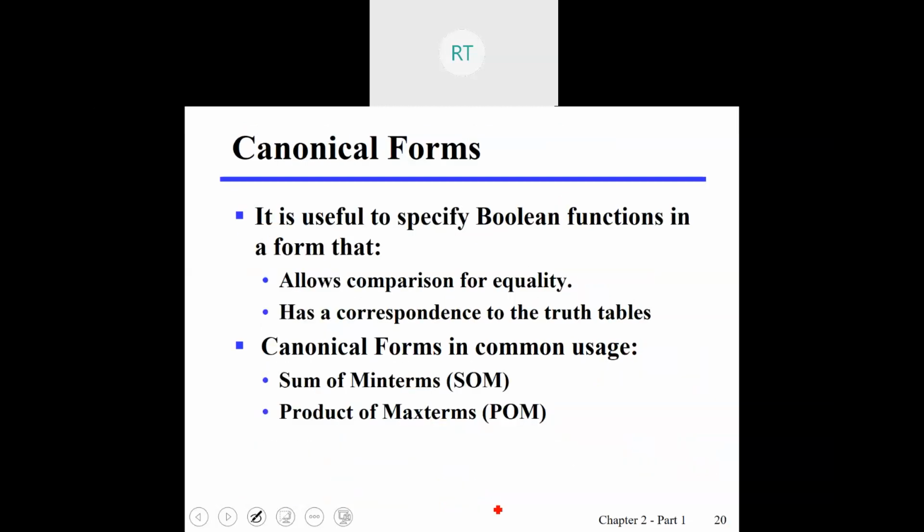We will start now with a new part of the chapter. It is referred to as canonical forms. Okay? It allows you to compare for equality if two functions are equal or not. And it has a correspondence to the truth table. So you could represent the function, the truth table, in canonical form. You will see now. We have two types of canonical forms. We have the sum of min terms. And we have the product of max terms. Okay, they will be clearer now.